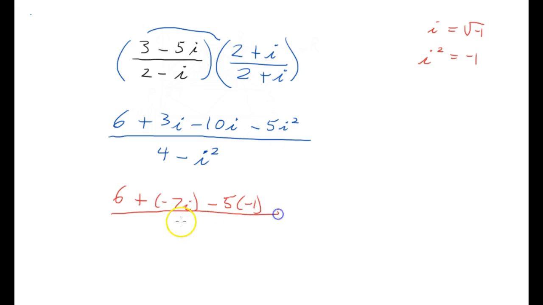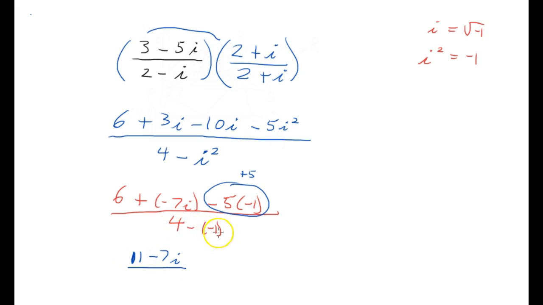Down in the denominator, we have 4 minus negative 1. Remember, i squared is negative 1. Okay, let's continue to clean this up. And I'll change colors again. And we go to 6 plus, now remember, negative 5 times negative 1, that's positive 5. So we have 6 plus 5 is 11. So we have 11 minus 7i in the numerator.